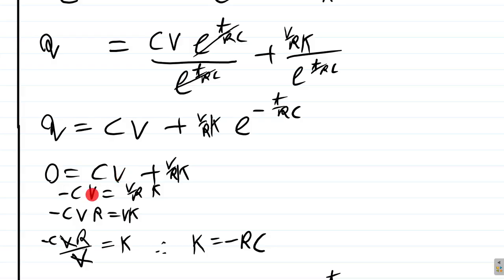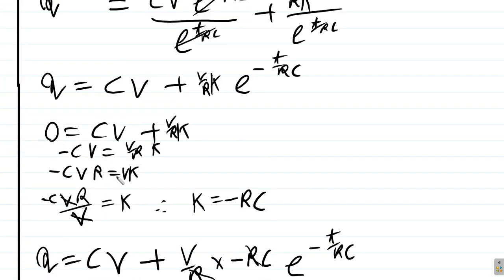Subtract cv from both sides, we have negative cv equal this v over r times k. Multiply both sides by r, so we have negative cvr equal vk. Now we divide by v. Negative cvr over v equals k, and the v is cancelled, so k is negative rc.